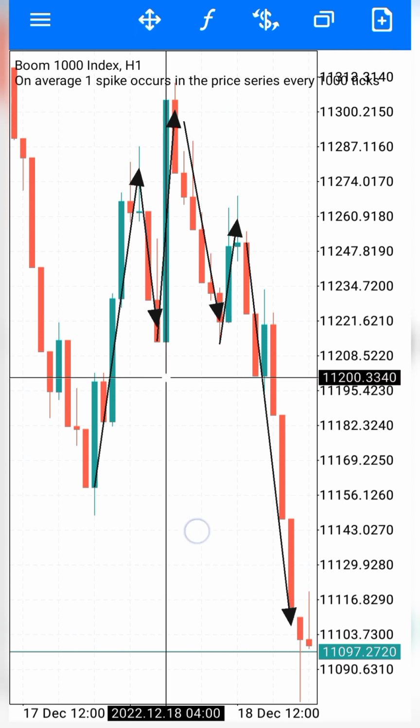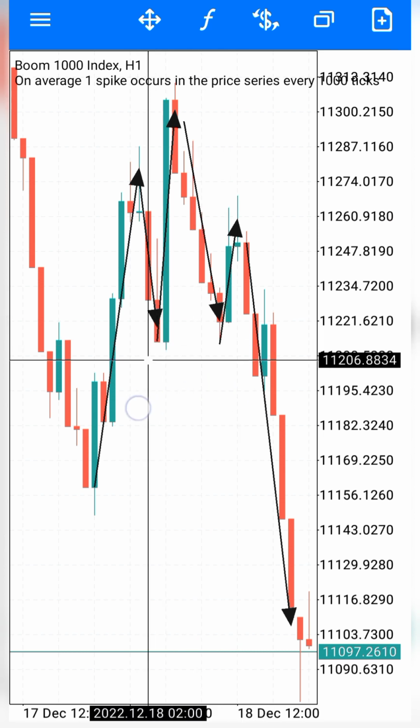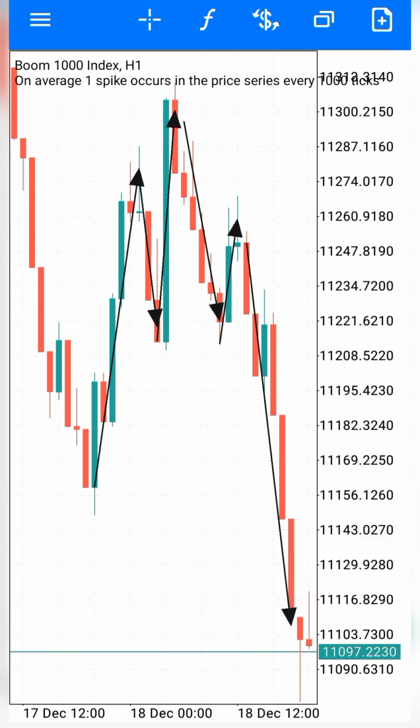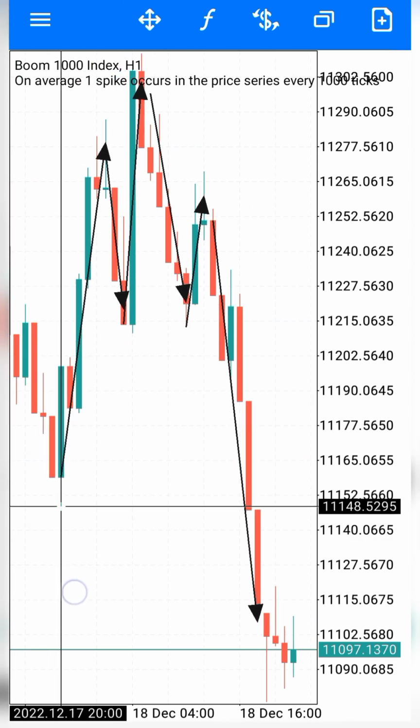Now, what do we have in this low? Yeah, this low actually is the neck. We have the shoulder, head, shoulder, and the drop. Now, what do you see here in the drop? The drop took out this low. Simple. Now you have your trade.